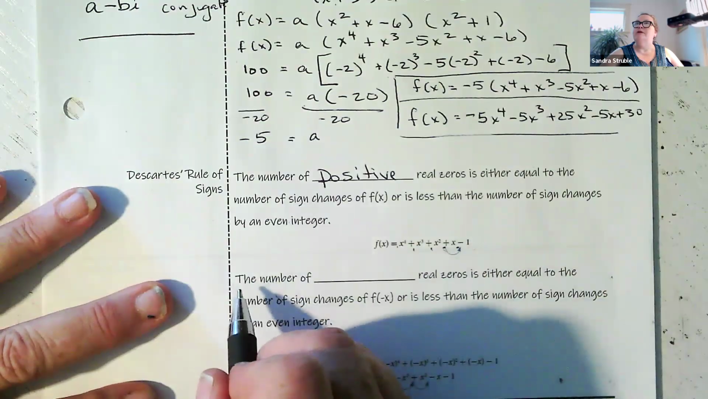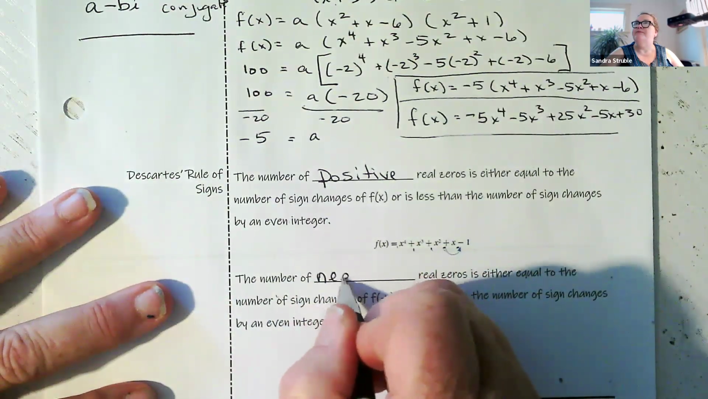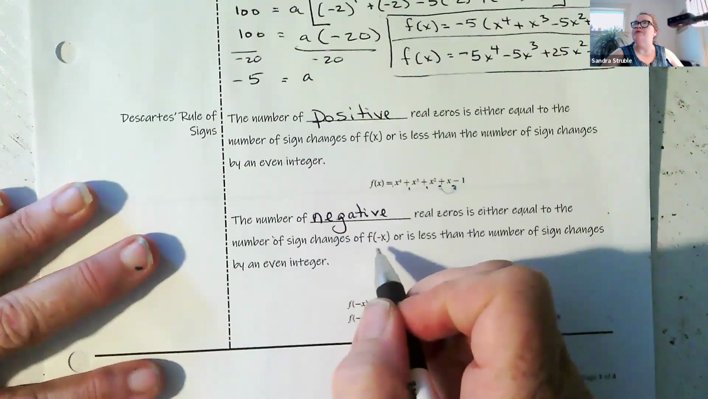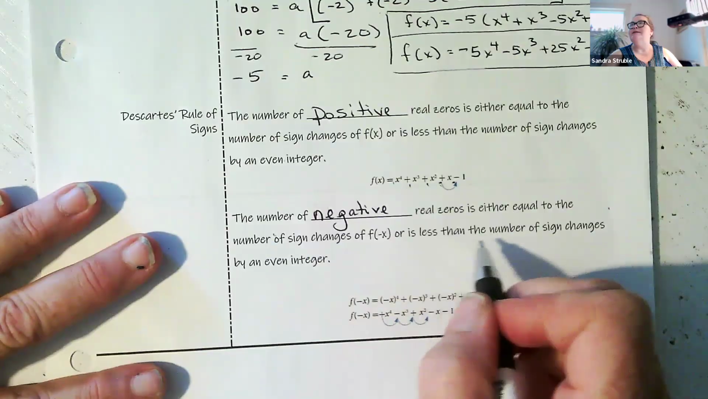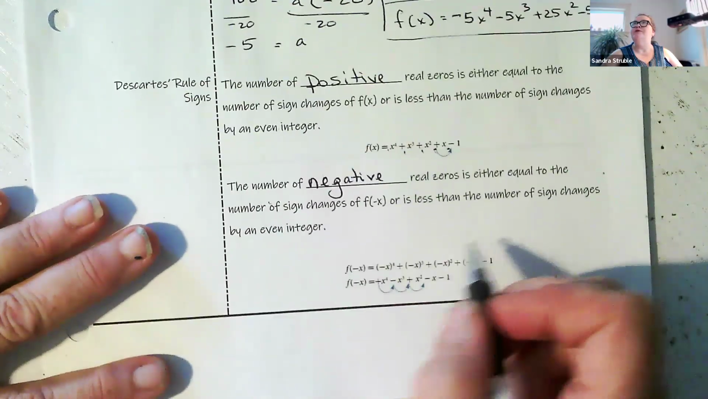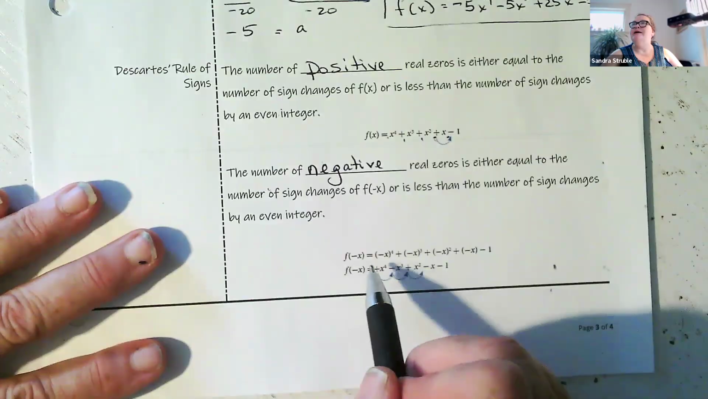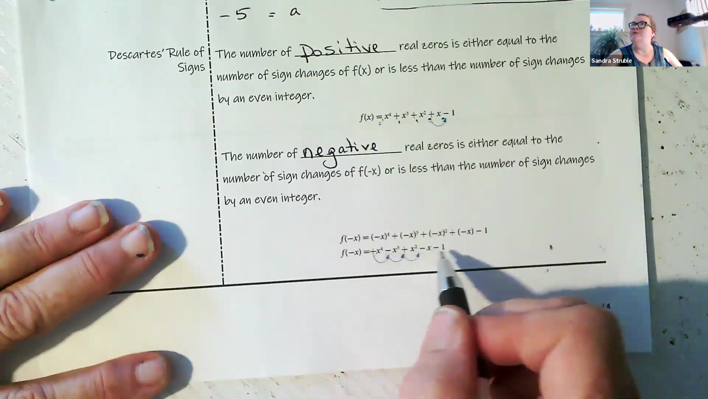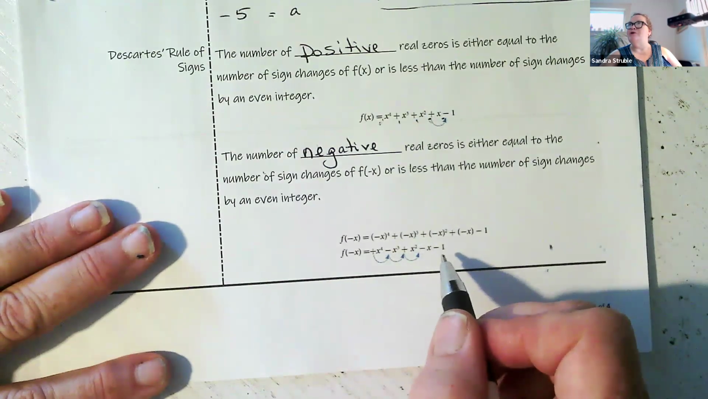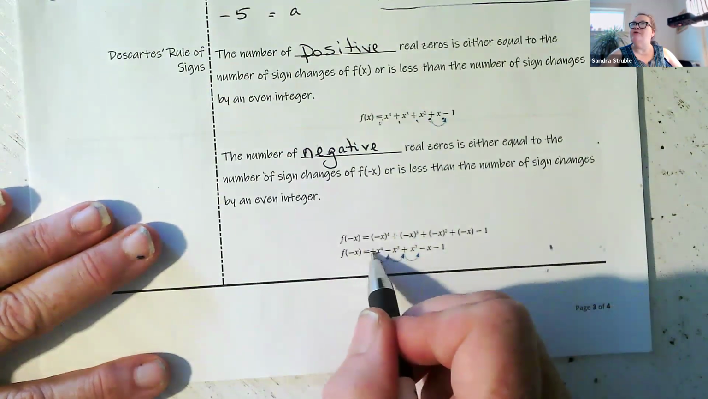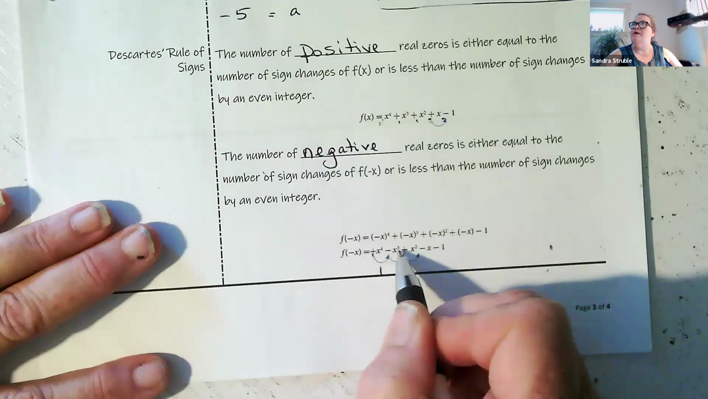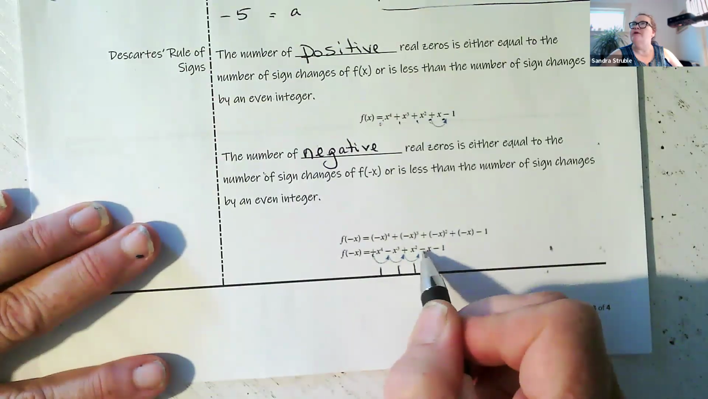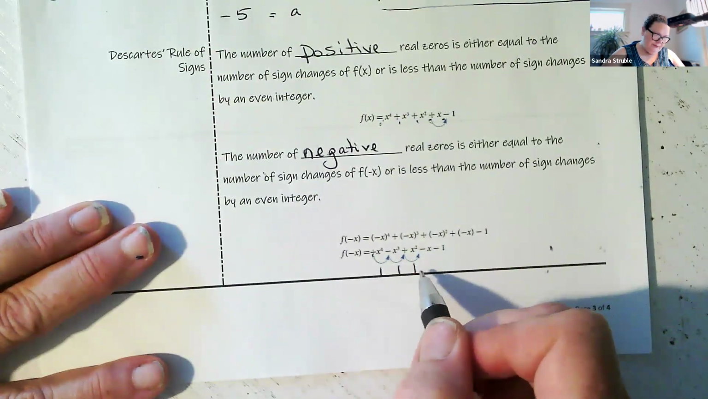Okay, the number of negative real zeros is either equal to the number of sign changes of f of -x or is less than the number of sign changes by an even integer. So in this case, they plug in -x for each of these x's. Then they simplified. This is what they get when they simplified. Now we're going to look for the sign changes. This one's going from positive to negative, so there's 1. Negative to positive, there's 1. Positive to negative, there's 1. And then negative to negative. So this has 3. All right.